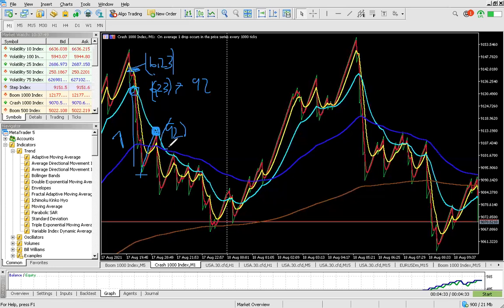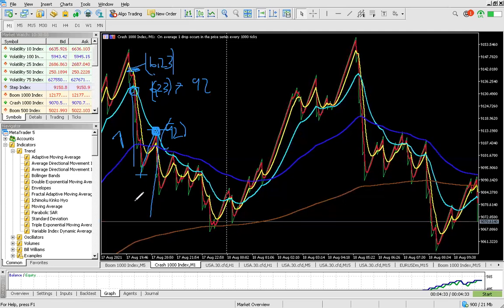So when it hits the 92 EMA, get ready to sell, right? So this is where you're putting your sell trade. You put your sell trade right around here, and then the market goes down for level 2.